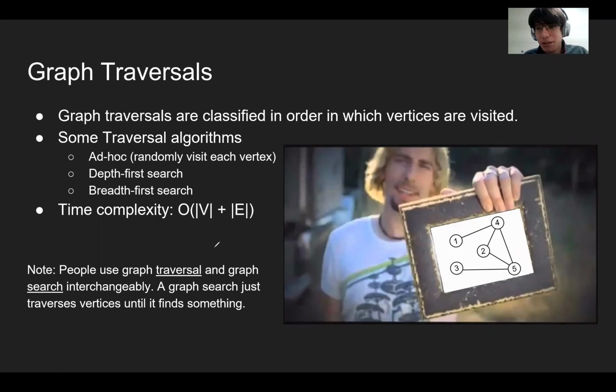Now, in general, E is larger than V. Not always, but usually. So usually O of E kind of dominates the term, but we call it O of V plus E because that's what it is. Okay. If you're ever confused about this, graph traversal and graph search mean the same thing. Graph search is just a traversal of vertices until you find something.